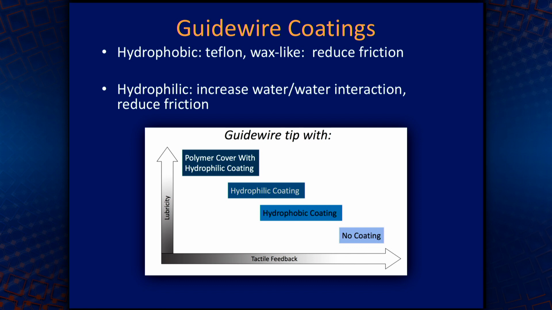What about the coating? Well, there are two types, as you well know: hydrophobic and hydrophilic coating. Hydrophobic is that Teflon wax-like covering that reduces friction. And the hydrophilic covering will increase the water-water interaction and as well reduce friction. Now, there is a trade-off. When you have hydrophilic wires, they will have greater lubricity but less tactile feedback, while hydrophobic wires will have more tactile feedback than lubricity.